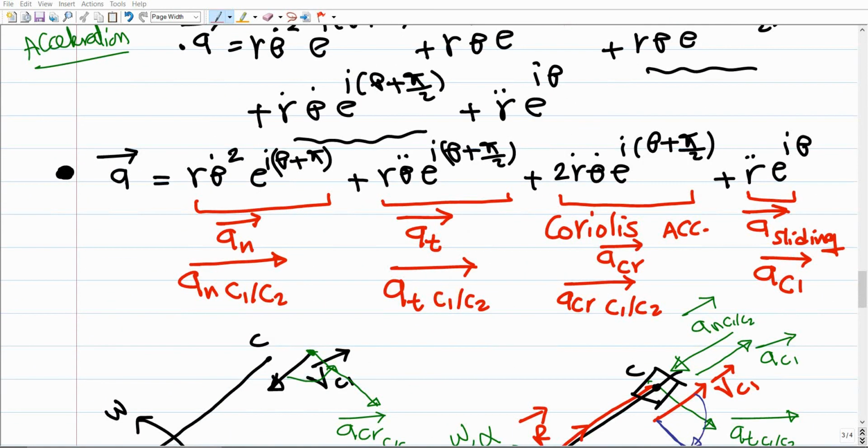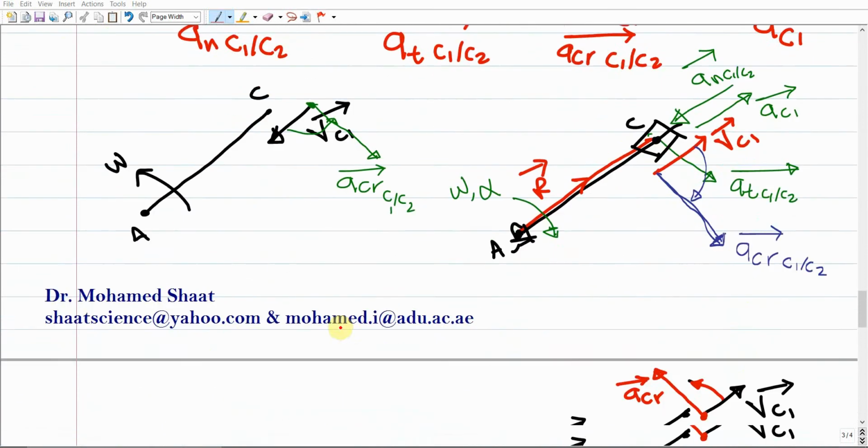And we are required to solve these 2 equations, for the velocity and the acceleration, for only 2 unknowns. These 2 unknowns would be theta dot, theta double dot, R dot, or R double dot. It depends on the position itself, or the given problem.